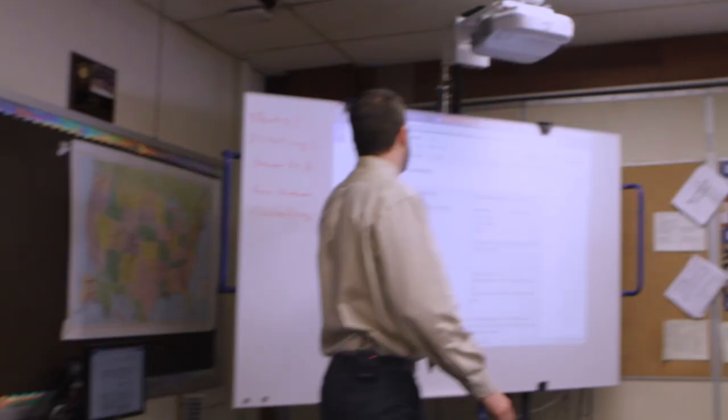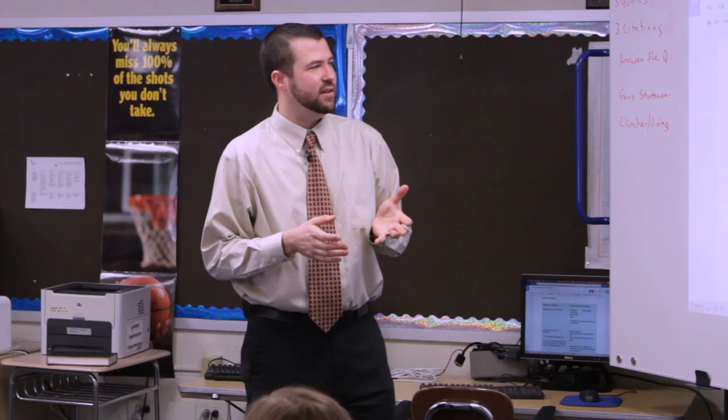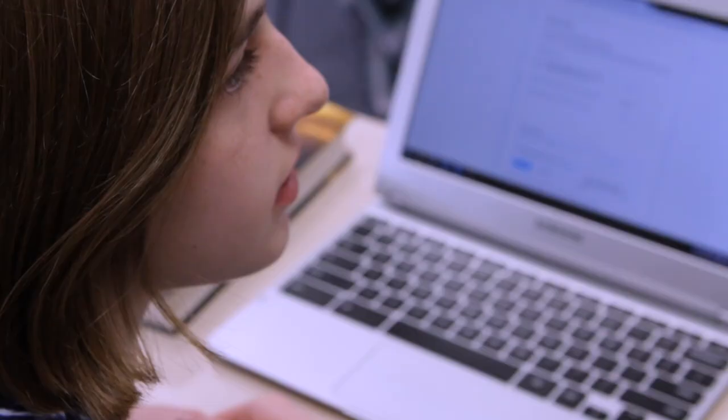So for definition, class, what they have is springing back and rebounding. And then for characteristic examples, rebellious, carefree, incapable of being repressed and uncontrolled. Do we leave that? Would you give advice to your classmate to make any changes here? So go ahead and talk with your partner about that quickly. Their definition is a bit short, but it kind of gets right to the point. They forgot, like, being depressed after a traumatic event. Like, if you're resilient, that means you wouldn't be depressed. Yeah, it doesn't really say that he tried to bounce back, he tried to get better.